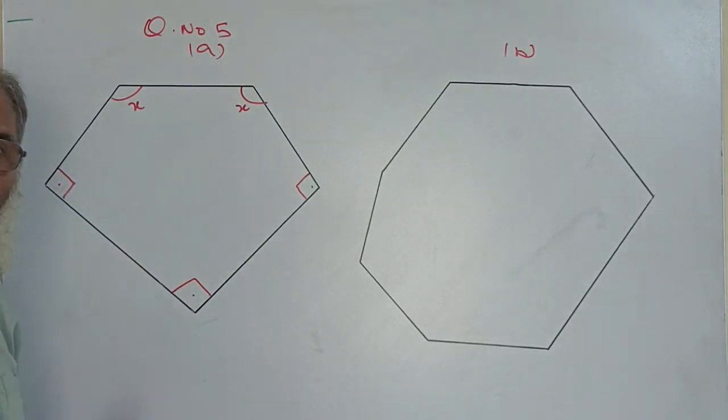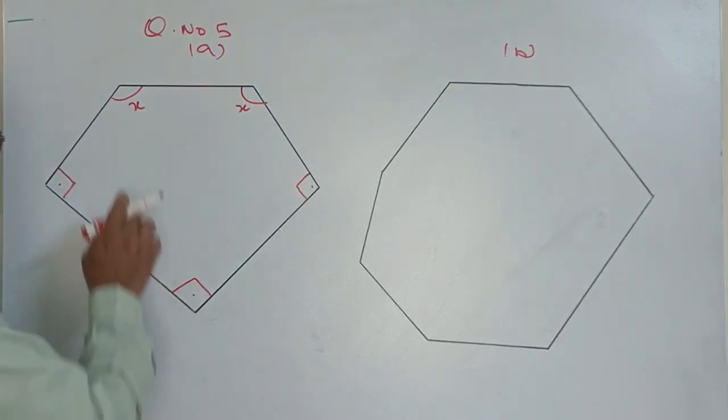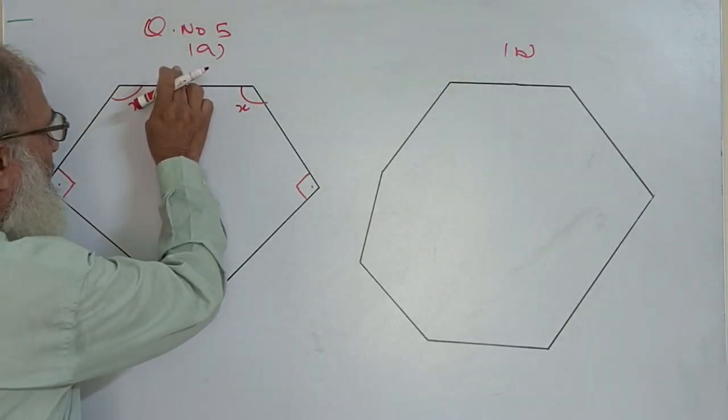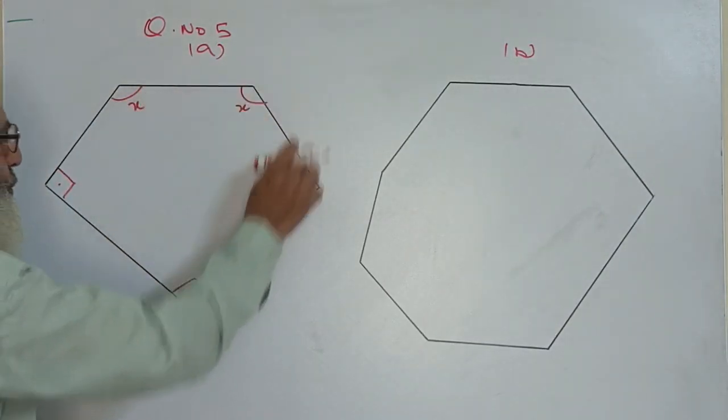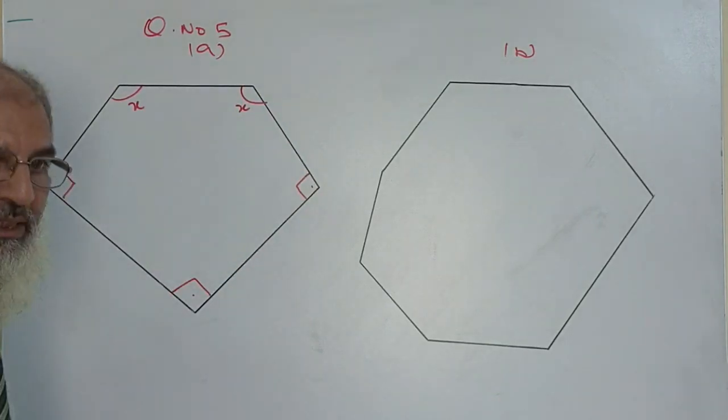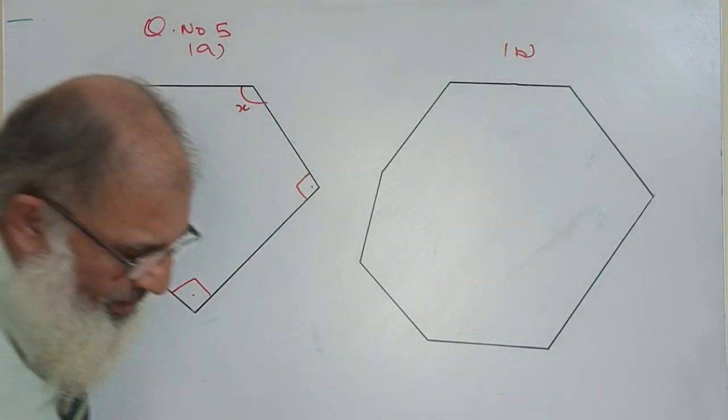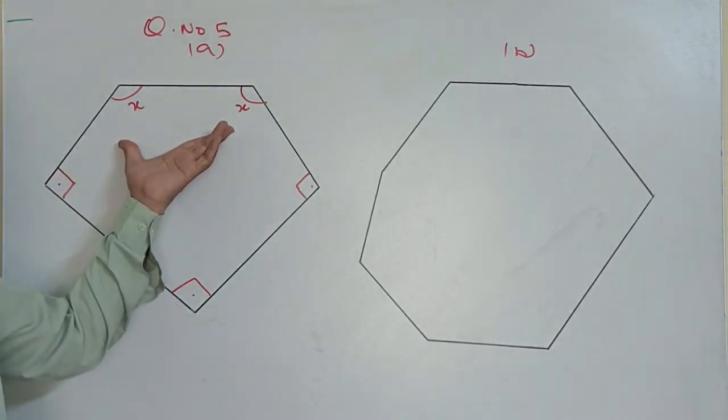So you know that this is a figure with sides 1, 2, 3, 4, 5, five sides. It has five sides.